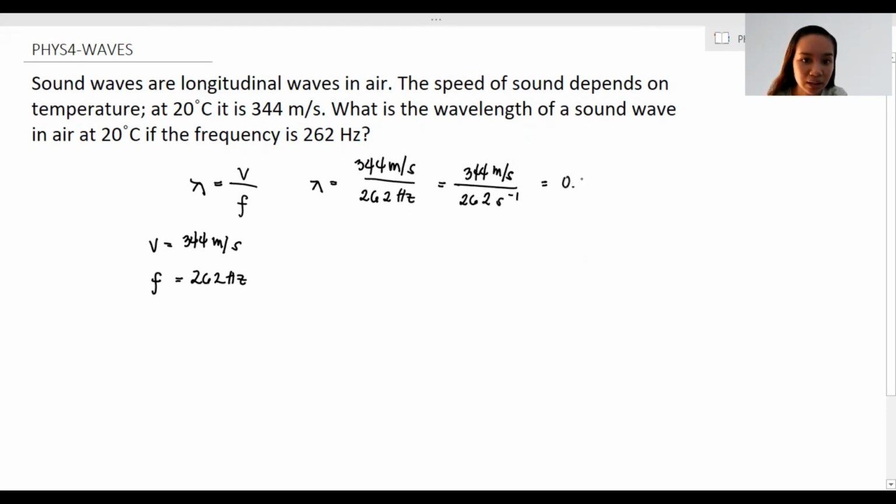So calculating 344 divided by 262 will give us, sorry, that's not 0, 1.31 meters. So this is now our final answer. Now the SI unit for the wavelength is meters. And also, since our given speed is in meters, we will be left with the unit meters. So that is why our final answer now is 1.31 meters.